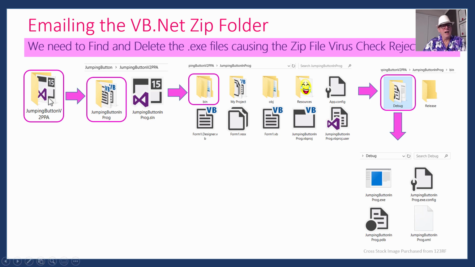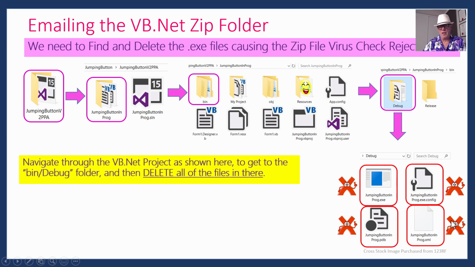So if we drill down in our files, like we go to our main file here, double click it, go into this set of our folders. In the bin folder, if you double click that, there's a folder called debug. Release, just double click that, that should be empty. And double click debug, and there's going to be these 4 files in there. And what we need to do is we just need to delete all 4 of those files.